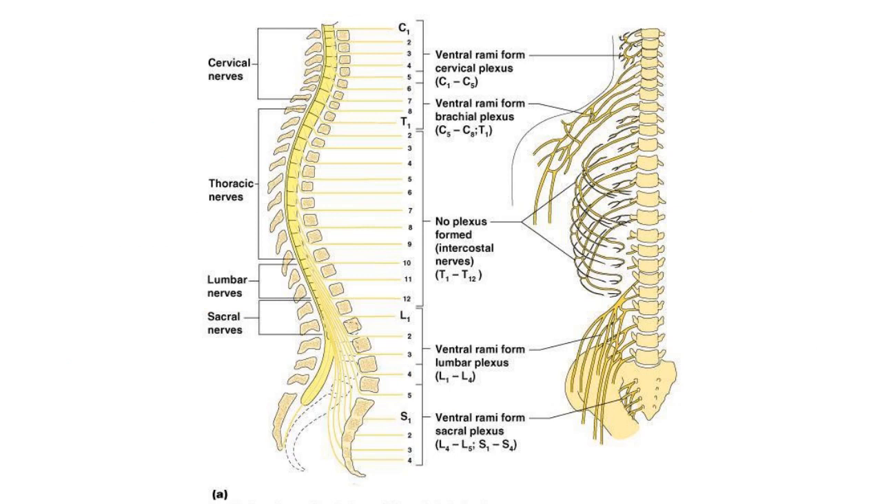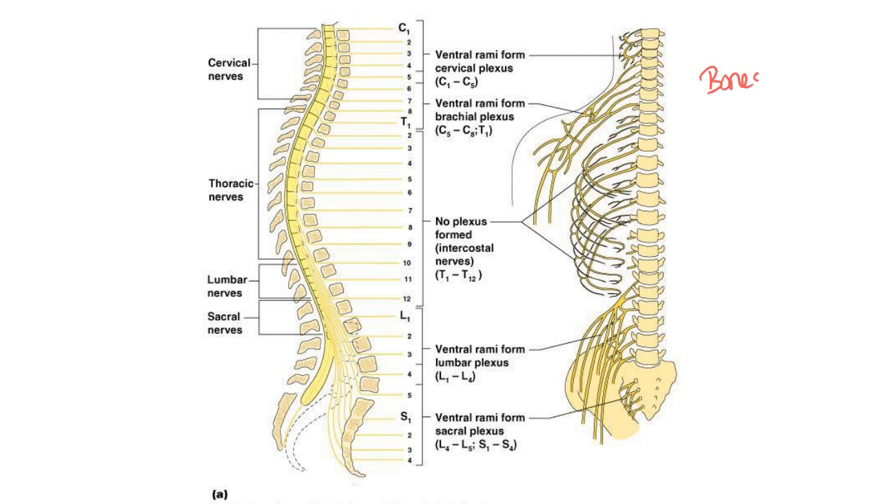Okay, let's take a quick look at how these nerves are named. I mentioned before that we had 31 pairs of them. They are named for where they exit the spinal cord and exit through the spinal column. They're numbered just like the bones were numbered, and I have a little bit of a difference here.